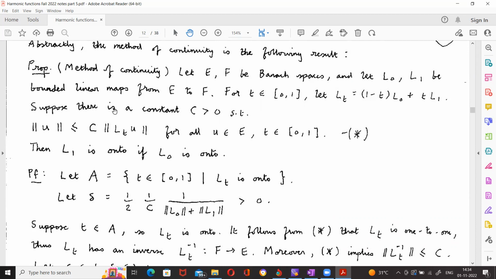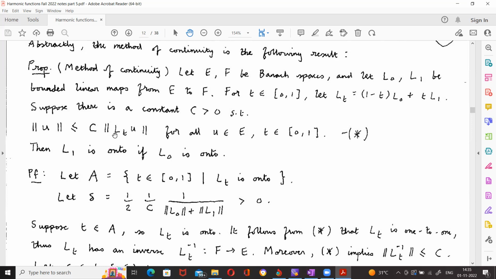Now suppose that there is a constant C such that the norm of U is less than or equal to C times the norm of LT U, for all U in E and for all T in [0, 1]. So what does this inequality imply? First of all, this implies that the LTs are all one to one. If LT U is 0, then of course U will be 0, by this inequality.